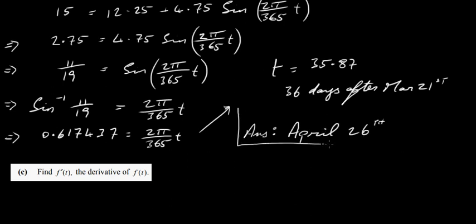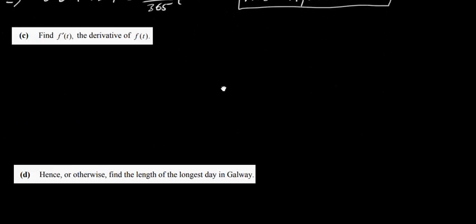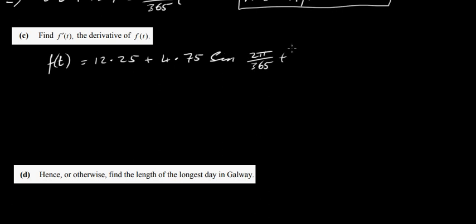That's it. That's the answer to that part of the question. Okay, next one then, we've got to find the derivative of our function. So let's see, our function then is again 12.25 plus 4.75 sine 2 pi over 365 times t. Now let's find our derivative then.